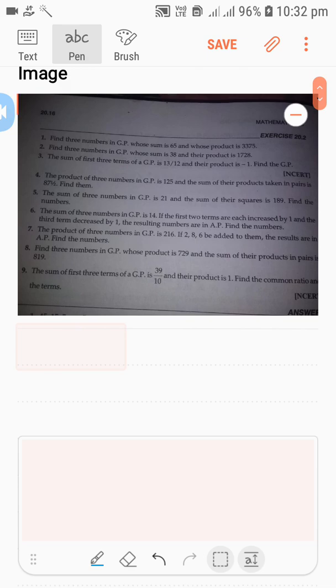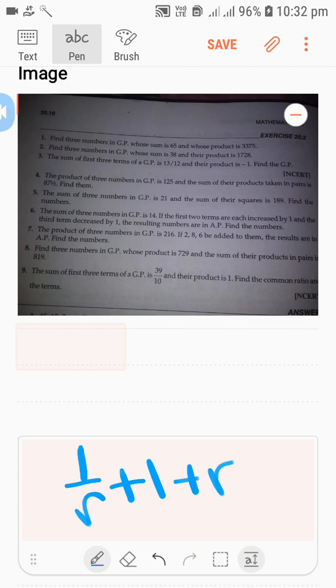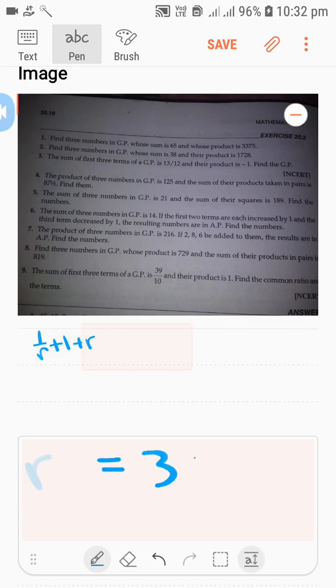Okay, the sum of the first three terms of a GP is 39 by 10 and their product is 1. Oh, that's nice. The middle term is going to be 1 and sum is 39 by 10. Find the common ratio and the terms. Another similar kind of question. So the middle term is just 1, so it's going to be 1 upon r plus 1 plus r is equal to 39 by 10.